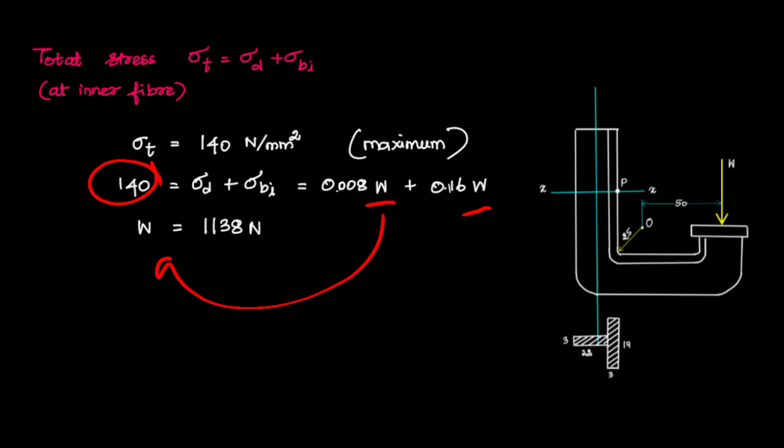In the inner fiber, the total stress value is 140 Newton per mm square, that is equal to sigma d plus sigma bi. So that is 0.008 W plus 0.116 W, which we can equate with 140. Then W will be the unknown. The W value is 1138 Newton. Okay, this is how we can calculate the load value for the curved beam problem by using the eccentric loading condition. Okay, thank you.